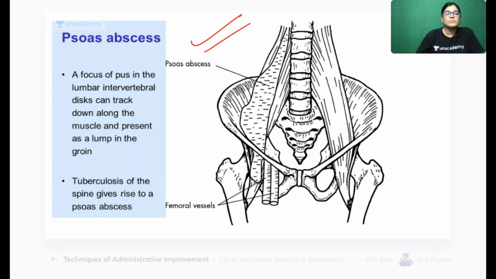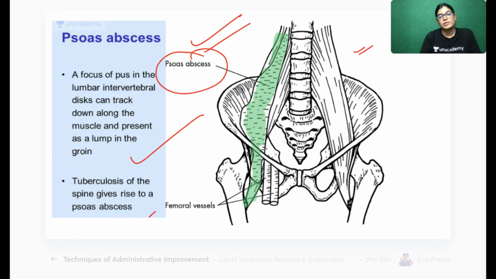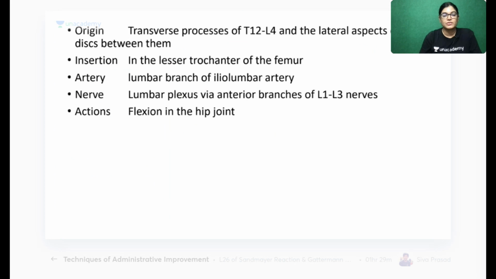So in psoas abscess, the focus of pus can be in the intervertebral disc of a lumbar vertebra and can track down and present as a lump in the groin region. Tuberculosis of the spine is very common in the lumbar vertebrae, and it will lead to the formation of a psoas abscess as shown in the diagram. The abscess formed here will drain into the groin region, across the psoas muscle, going towards the lesser trochanter region.